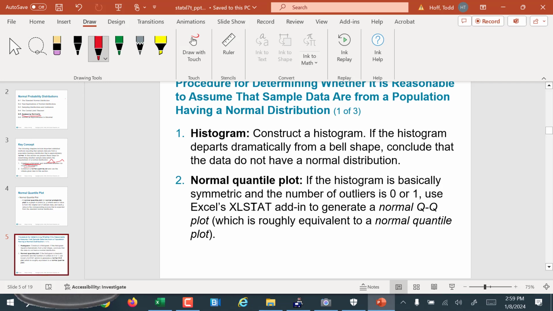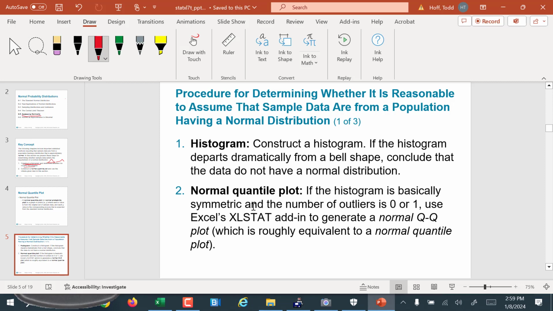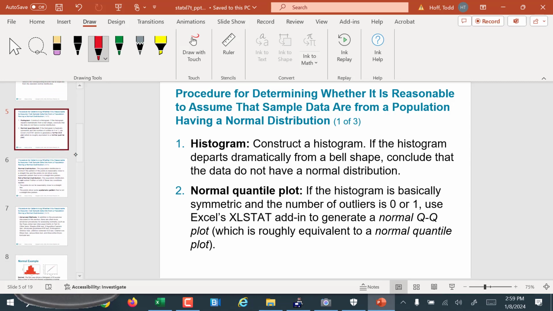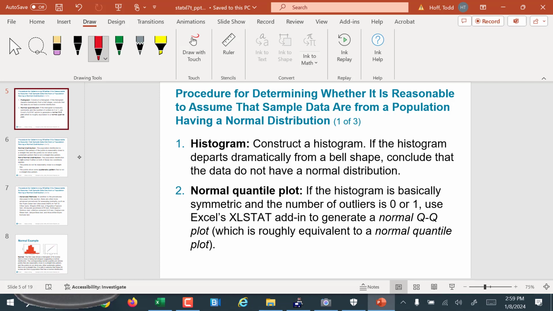So again, the two tools we're going to use are the histogram and the normal quantile plot. First of all, if you do the histogram and it's overly skewed, I wouldn't even bother with a normal quantile plot. Some people say that the histogram is enough, but it can miss some things. In most applications, though, just the histogram is an adequate assessment. Also, you can do box and whisker plots and other plots that can give you a decent idea if a data set is approximately normally distributed.